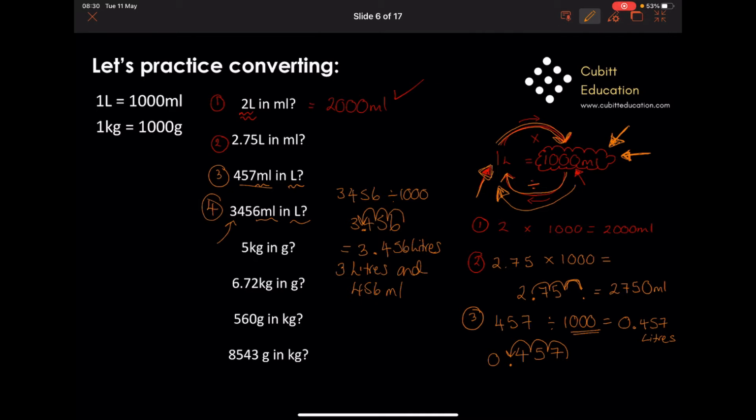Okay, so we have done the first 4 then, doing millilitres to litres and vice versa. So make sure you've got all those notes down, and I'm going to rub them out and we're going to do the last 4, which is kilograms and grams. Okay, so pause the video if you need to and get those notes down.